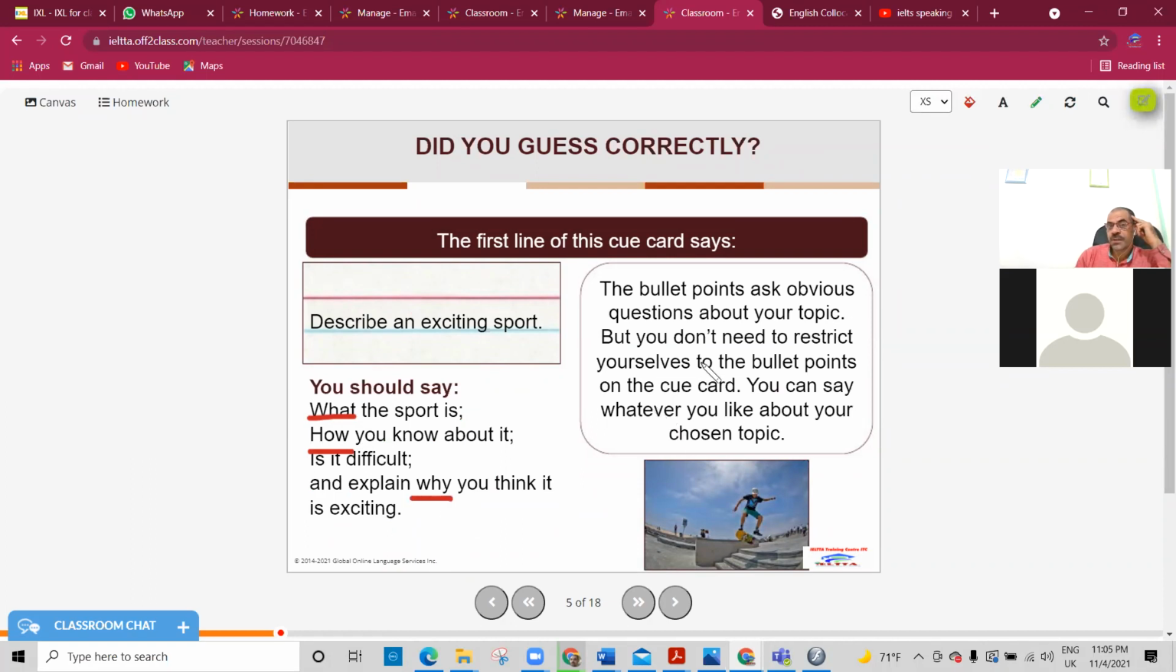The bullet points, or the prompts, ask obvious questions about your topic, but you don't need to restrict yourself to the bullet points on the cue card. You can say whatever you like about the chosen topic, but I have to keep in mind that I have covered these points first. Then I will extend my answer, not restricting myself to these points.